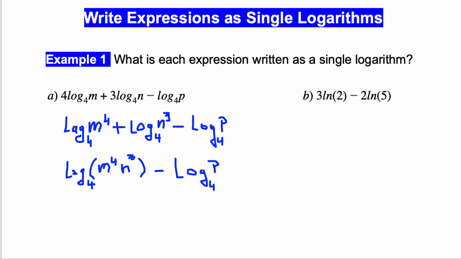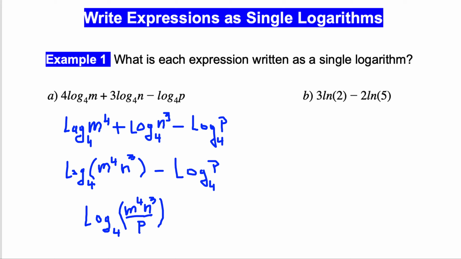So now we have a difference here. Whenever we have a difference between two logs, it's related with the quotient property of logarithms. And now we can write as a single logarithm this expression. Log base 4 of m in exponent 4 times n in exponent 3 over p. Well, just let me write those parentheses. It's not necessary, but I'm writing it just to look more beautiful.